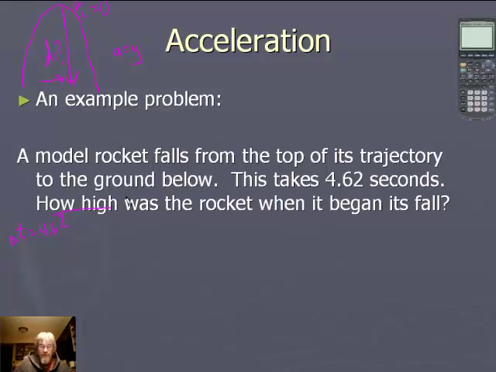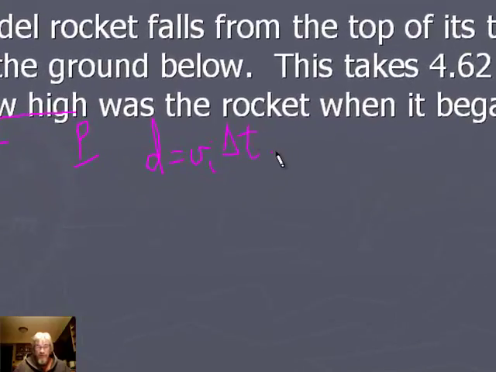Let's make a plan. Remember, in a plan, you're always trying to find an equation that links the stuff you know, which in this case is acceleration, initial velocity, and delta t, with what you need to find, which in this case is d. Well, one of our equations that we developed today will do that, and that is this one. D is initial velocity times delta t plus acceleration over 2 times delta t squared. So now that we have a plan, let's just plug our units in and compute.